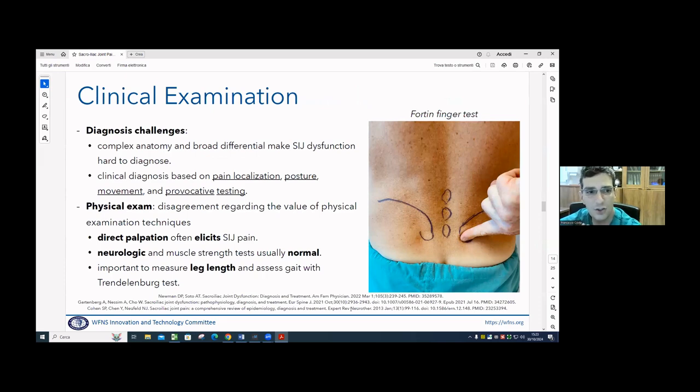Regarding the clinical examination, it's not easy to define this syndrome, but during the physical examination, direct palpation often evokes pain. Neurological muscular strength is usually normal, so the neurological examination is not meant to define this pathology. And it's very important, if you think about this, to consider the leg length and the balance of the pelvis.